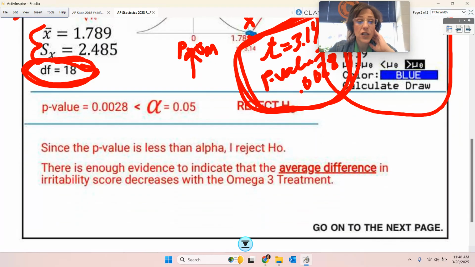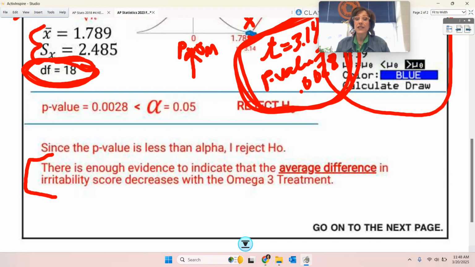All right, our p-value is low, so we reject H0. Since the p-value is less than alpha, I reject H0. There is enough evidence to go with HA. So we have enough evidence to indicate, don't say prove here, anything like that. We have enough evidence to suggest that the average difference, remember with matched pairs, that's our magic words, the average difference in irritability score decreases with omega-3 treatment. Or you could say the average difference in irritability score is higher with the placebo.